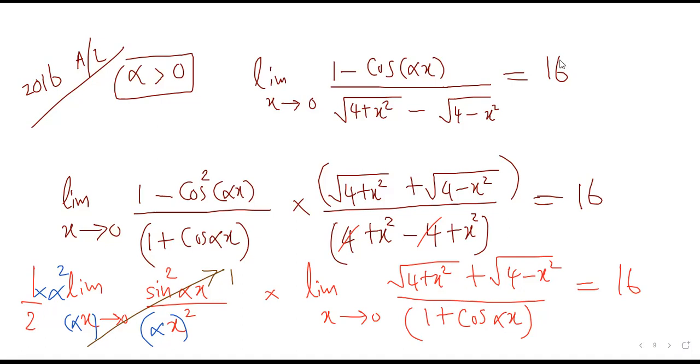Right. Or someone can take this 1 minus cos alpha x as what? 2 sine squared alpha x over 2 using half angles. You can use two different methods.